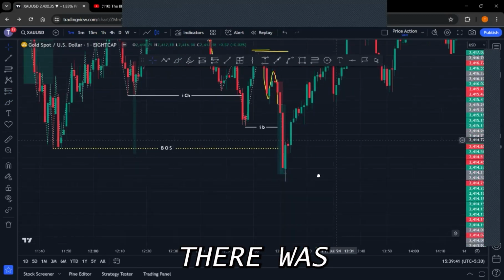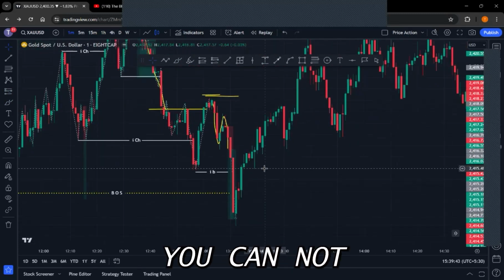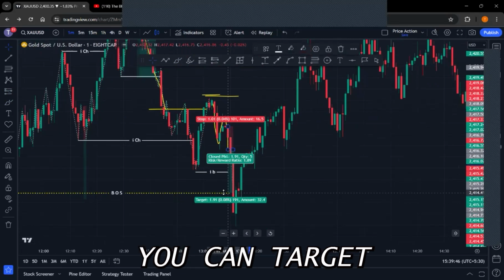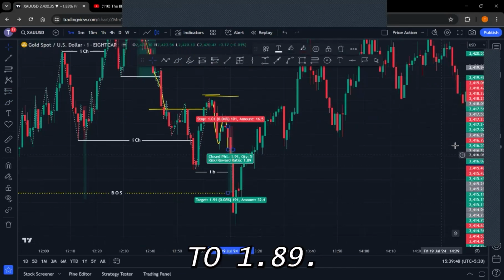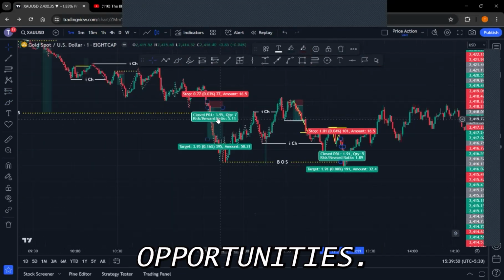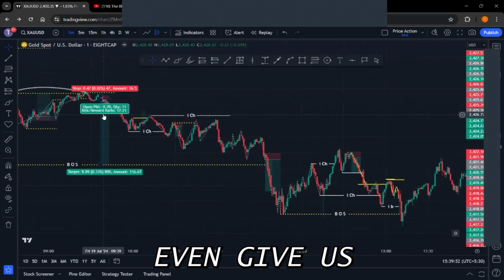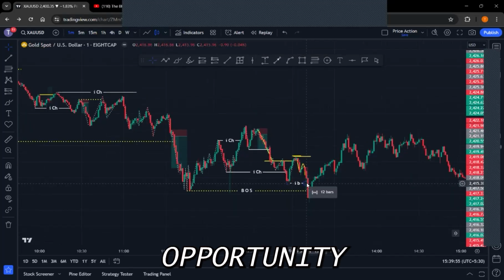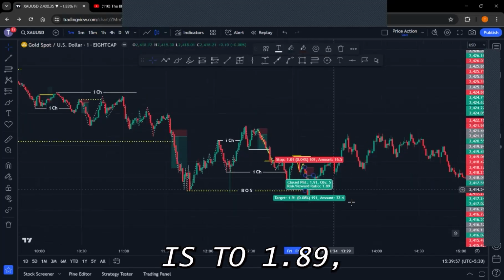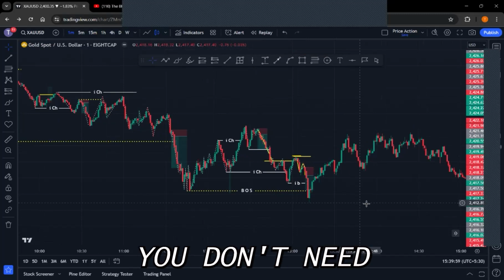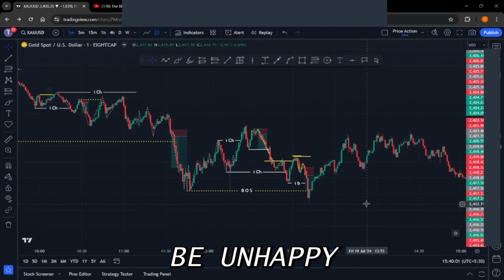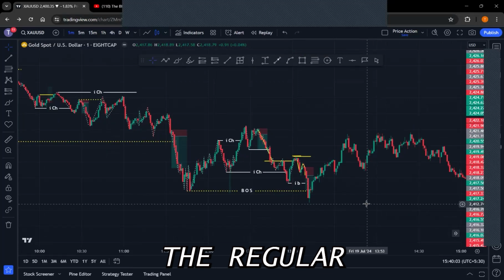Okay, now because there was no in-between lower high and lower low, you cannot trail your stop loss. So the maximum point that you can target is the breaker structure, giving us 1:1.89. Okay, so some swings give us good opportunities, something like this. Some swings even give us opportunities like this. Some swings give us an opportunity like this only, 1:1.89. But till the time you're making profit, you don't need to judge yourself. You don't need to be unhappy about the things that you're doing on a regular basis.